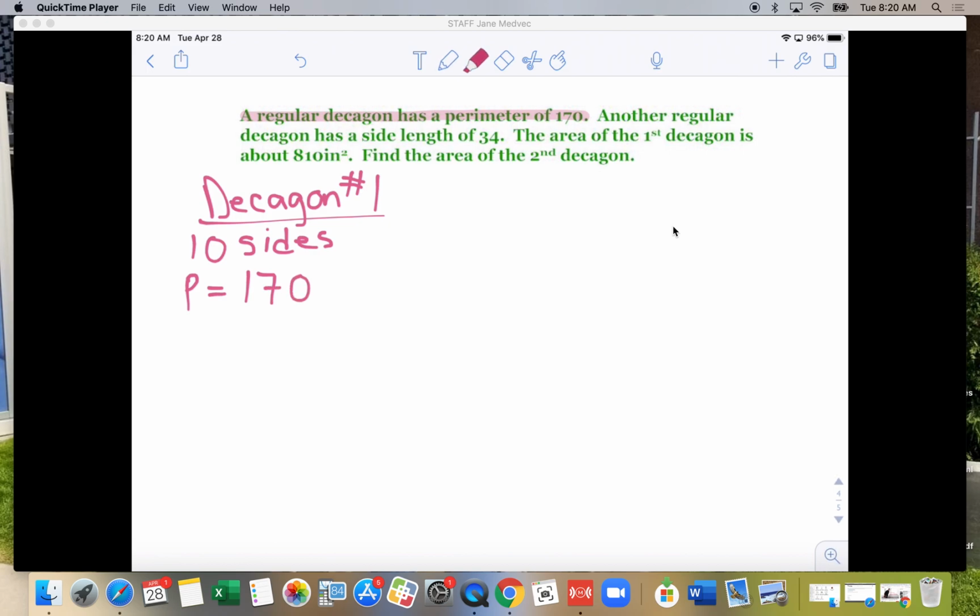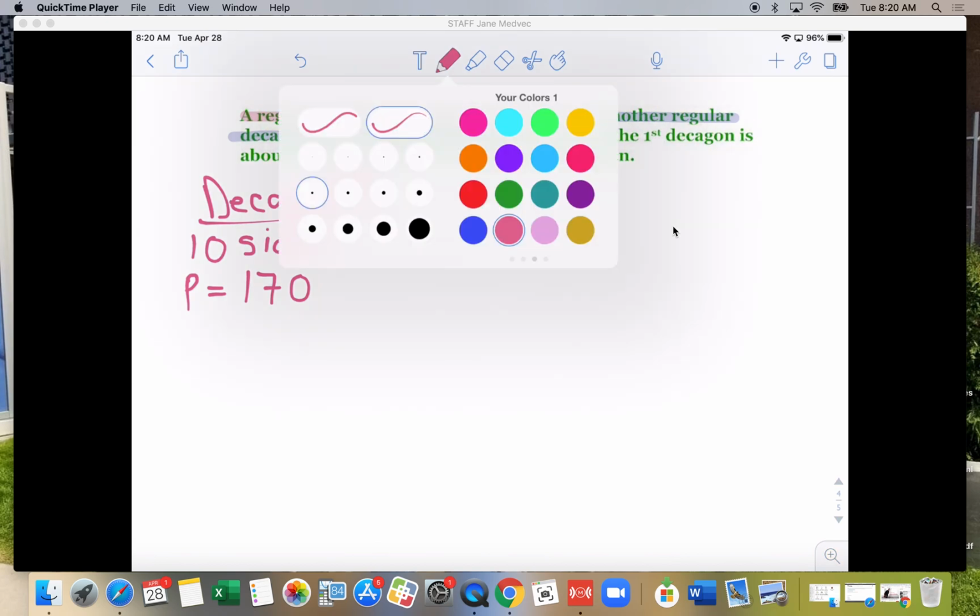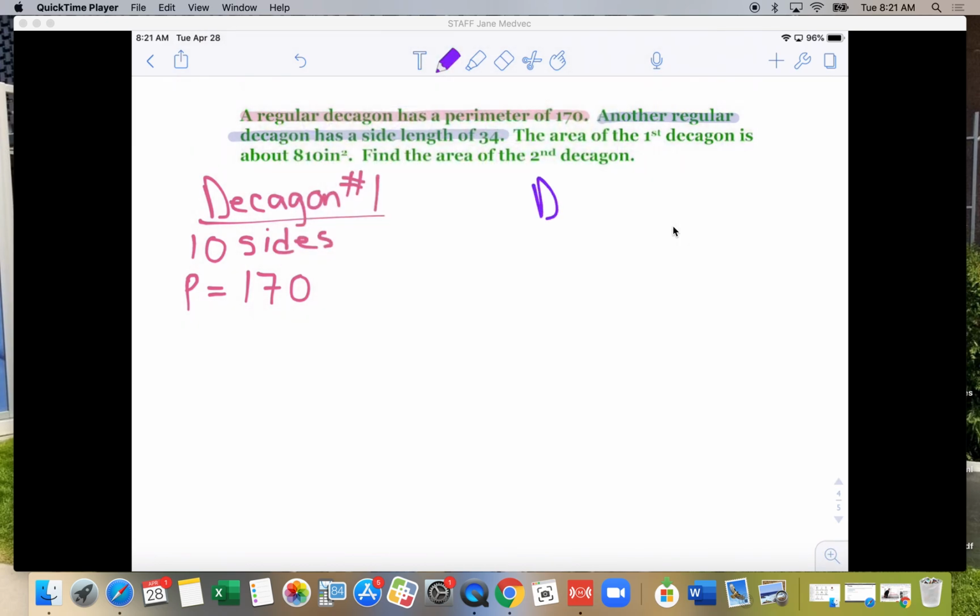Now it talks about another decagon. So I'm going to color code that. It says another regular decagon has the side length of 34. So I'm going to go decagon number 2. Okay, again, it has 10 sides. All this really does is tell you that I've got a smaller decagon and I've got a larger decagon. So just kind of a heads up on that. The 10 doesn't really do that much for you right now.